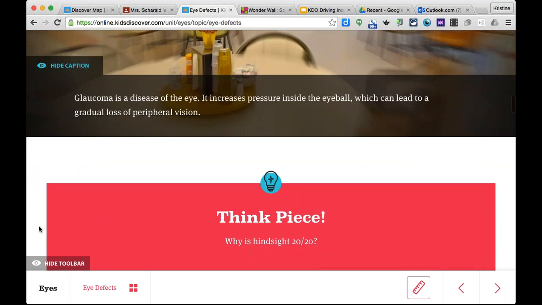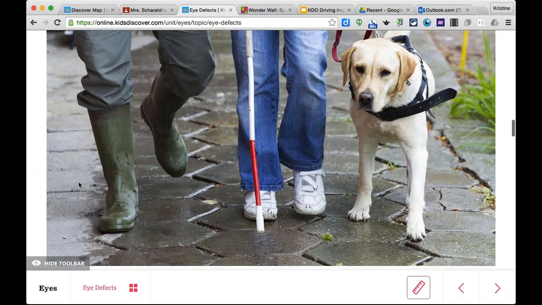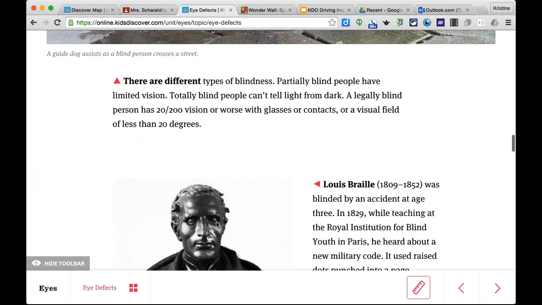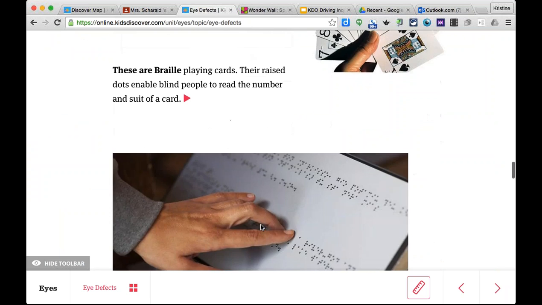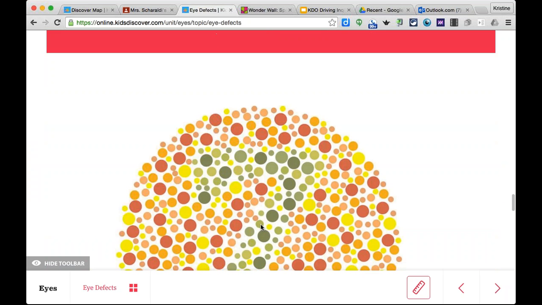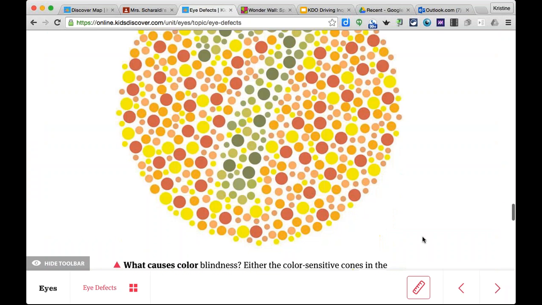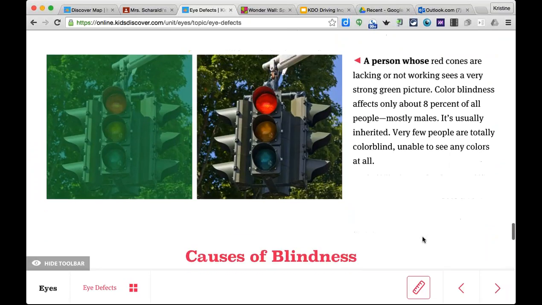We can learn about diseases of the eye. And as I continue to scroll, I'm going to learn about types of blindness, going to learn about Braille. I can read and see more about that. As I continue to scroll, I can discover what causes color blindness and even see a simulation of what a person who's colorblind might see.